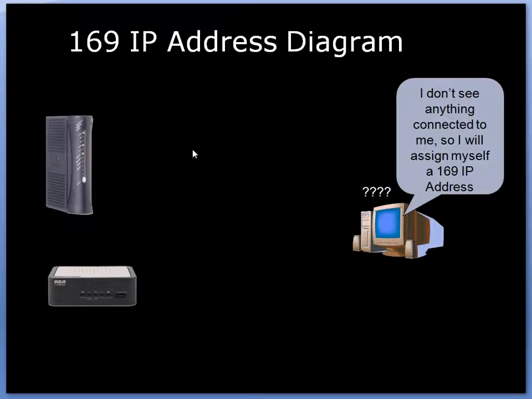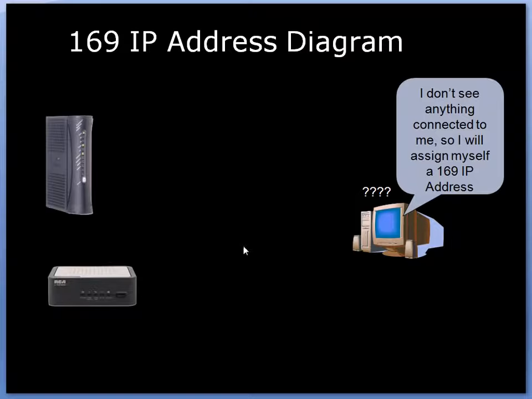Here's a good example of a 169, or one of the reasons why there is a 169. As you see, there's no connection, and the computer is saying, I don't see anything connected to me, so I will assign myself an IP address. And there's a problem here if it has to assign itself an IP address.